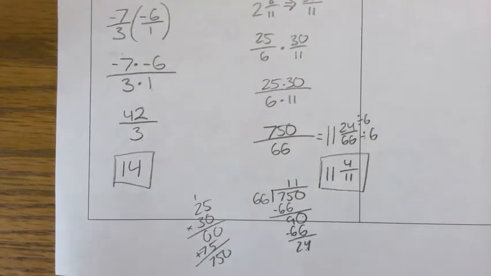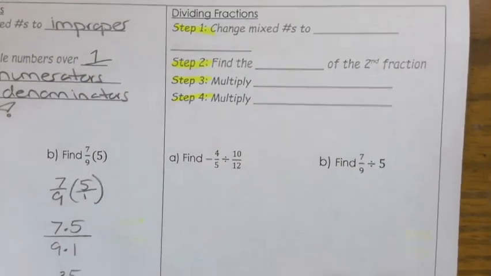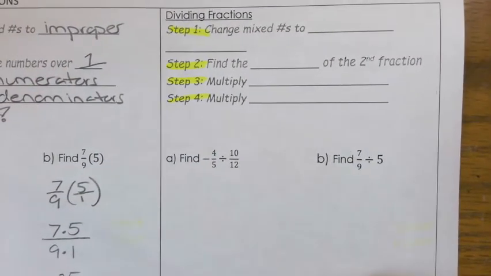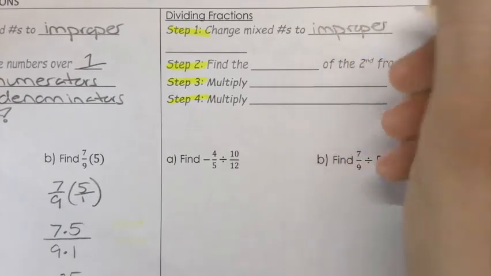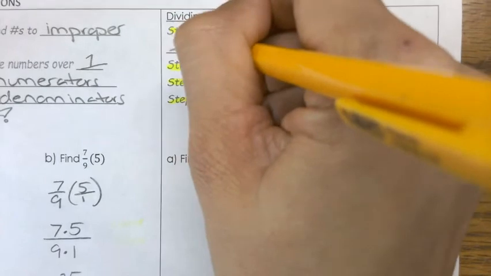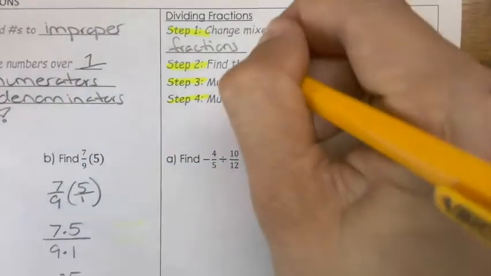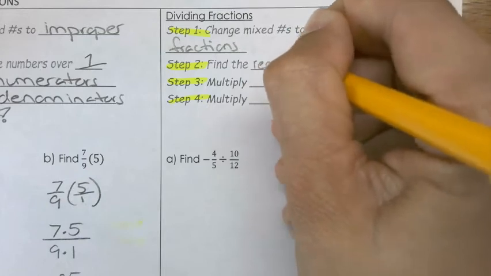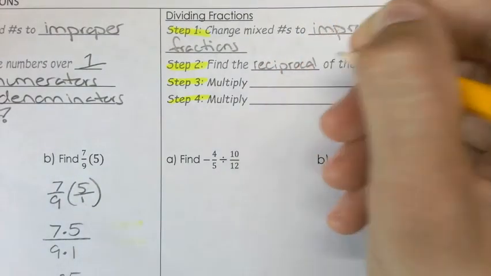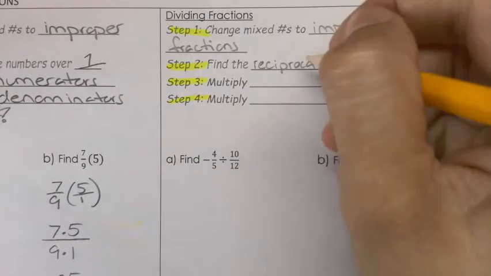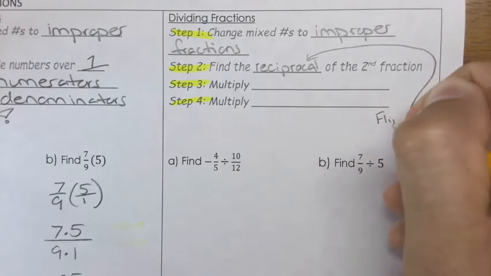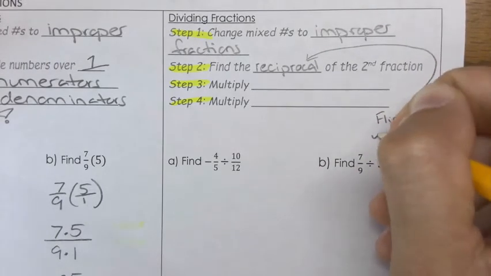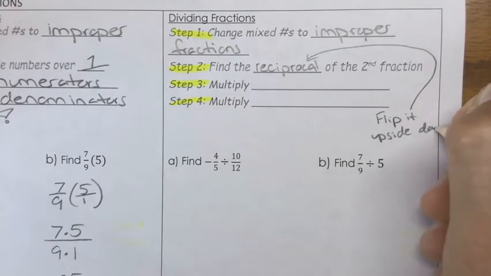Okay, all we have left is division. Let's move up to the top here. Like I said, there's a little trick here in the dividing. So step 1 is the same as before. Change mixed numbers to improper fractions. And then step 2 is to find the reciprocal of the second fraction. This word just means that we flip the fraction upside down. And we'll see what that looks like soon.